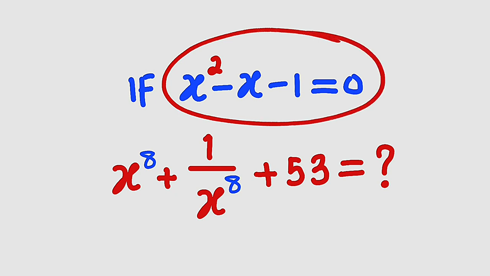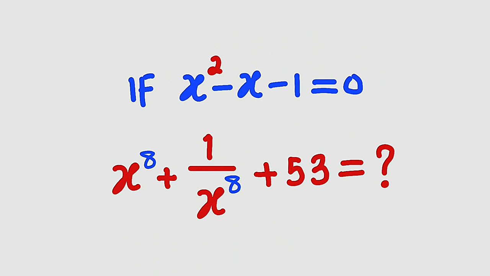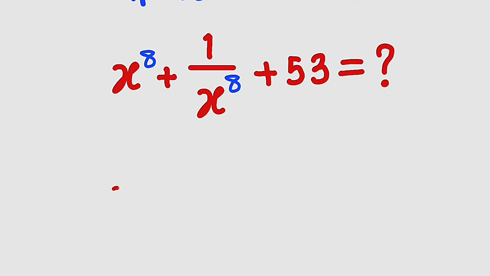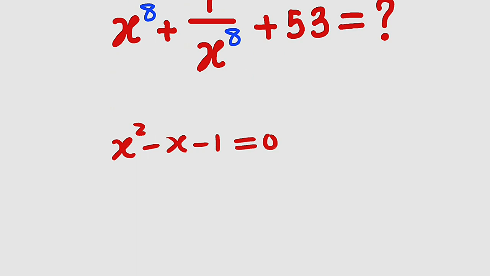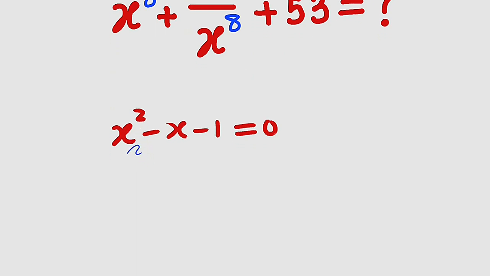I would like to take this equation and transform it in terms of this expression. We can divide by x because x is not 0, so we don't divide by 0. So what we have is x squared minus x minus 1 equal to 0, from the given equation. We can divide both sides by x. Dividing the first term by x, you have x, because x squared divided by x is x, minus x divided by x is 1, minus 1 divided by x equal to 0 divided by x, which is still 0.